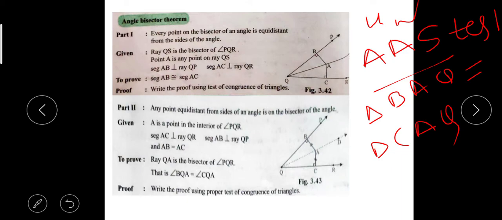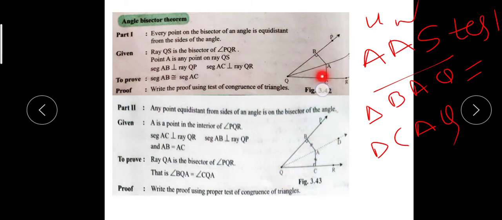Okay, I explained. Now next, any point equidistant from the sides of an angle is on the bisector of the angle. Now what is given there? AB is equal to AC. AB is perpendicular to PQ. AC is perpendicular to QR. What do we have to prove? We have to prove that angle BQA is equal to angle CQA.